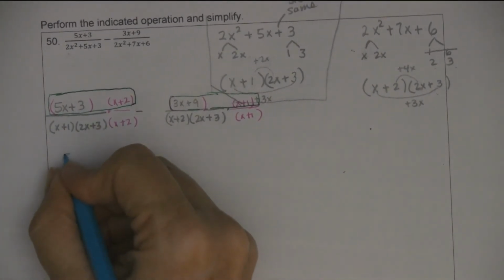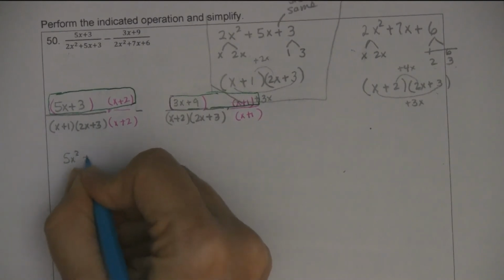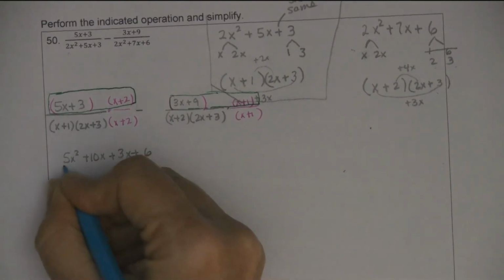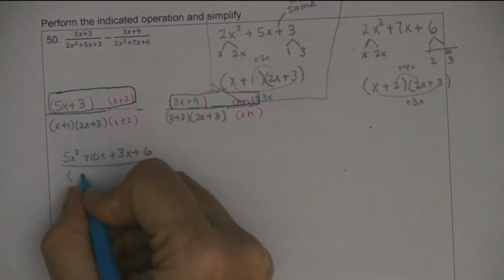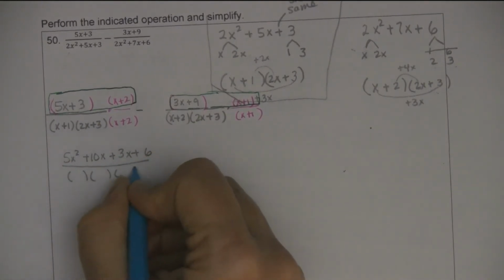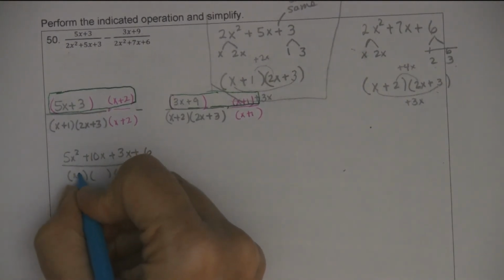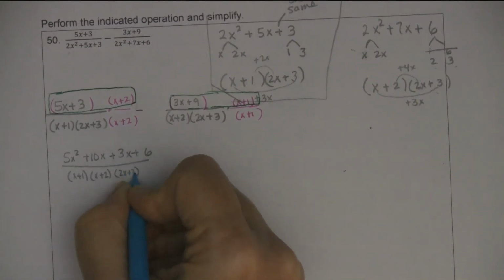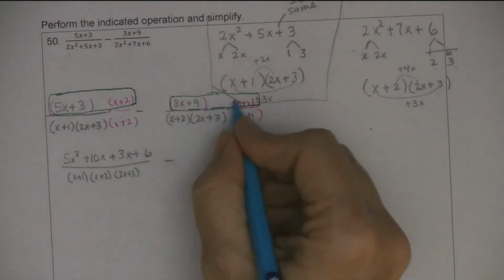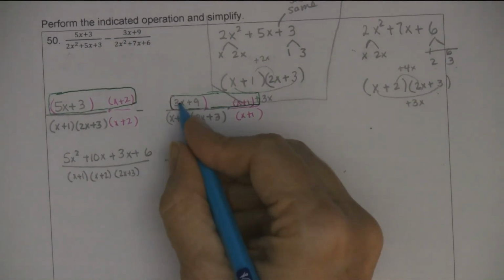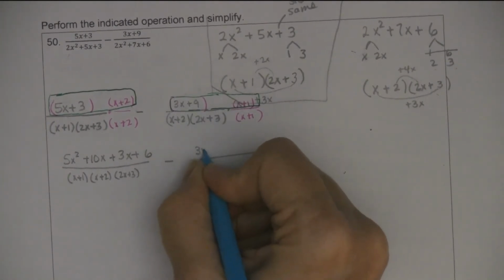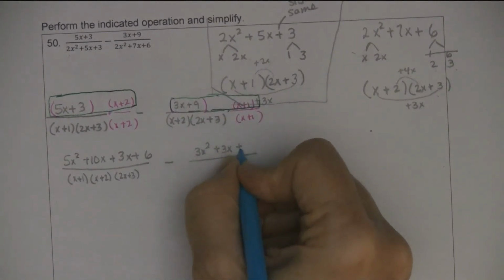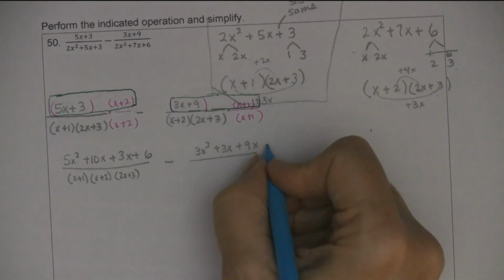So that's 5x squared plus 10x plus 3x plus 6, all over, it doesn't matter what order you write these three binomials in, x plus 1, x plus 2 if you like, 2x plus 3, great, minus, and then I got to FOIL that together. So 3x times x is 3x squared, plus 3x, plus 9x on the inner, and on the last plus 9.